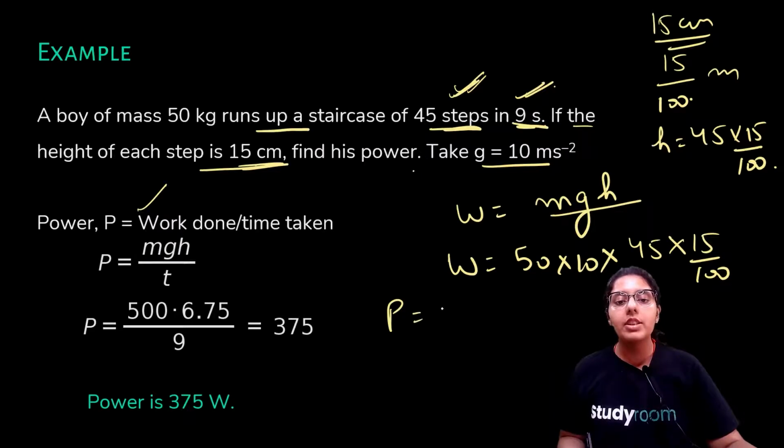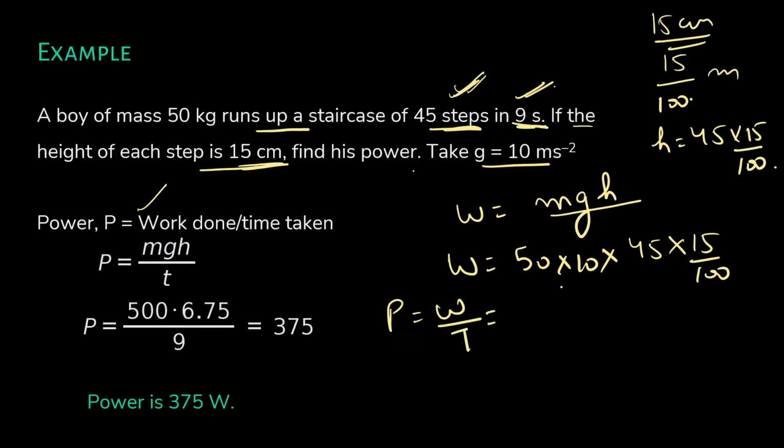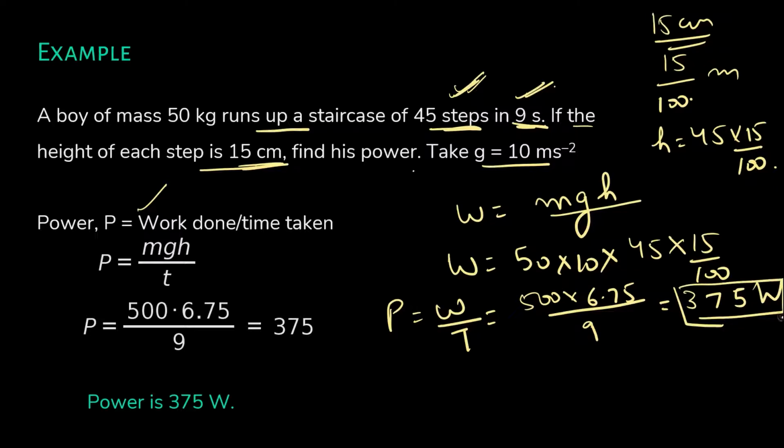And what is your power? It is your work done upon time taken. How much work is done? It is 500 into 6.75, upon how much time is taken? 9 seconds. So your power comes out to be 375 watt. This is your power. Or we can also say 375 joule per second.